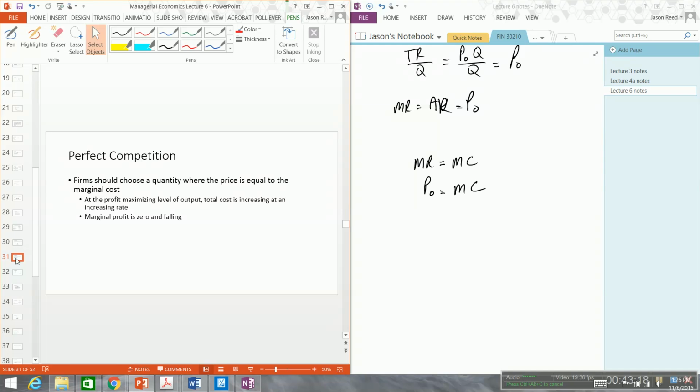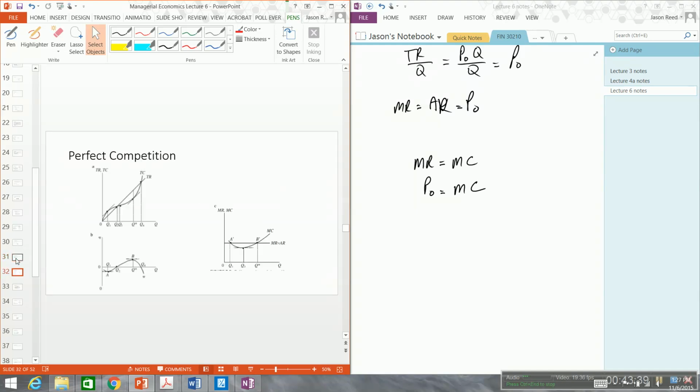Firms should choose a quantity where the price is equal to the marginal cost. We know that at the profit maximizing level of output, total cost is increasing at an increasing rate. And again, that is intuitive to us where marginal profit is 0 and falling. And again, this is not specific to perfect competition, but true for all profit maximization.